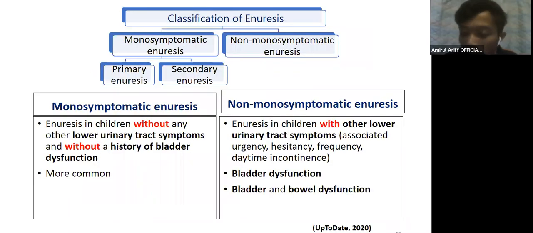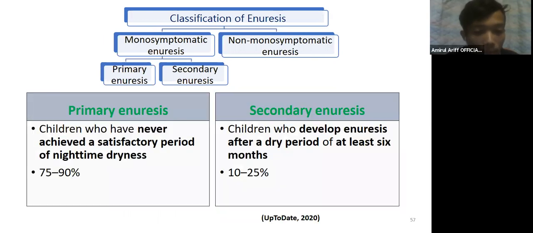For monosymptomatic, as you can see from the name, it gives us a clue regarding what is going on. Monosymptomatic means enuresis is the only symptom in the child, without any other lower urinary tract symptom, and without a history of bladder dysfunction. On the other hand, for non-monosymptomatic, enuresis is not the only symptom, but we also have other lower urinary tract symptoms, and a history of bladder dysfunction and bowel dysfunction. And the incidence is more common with monosymptomatic enuresis. So next.